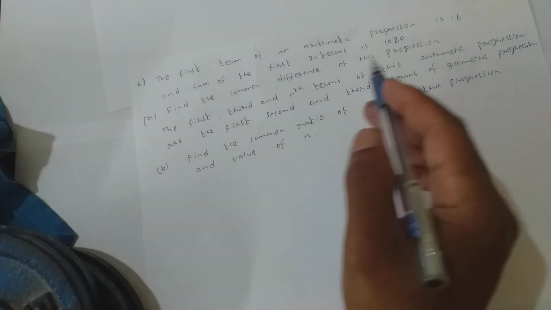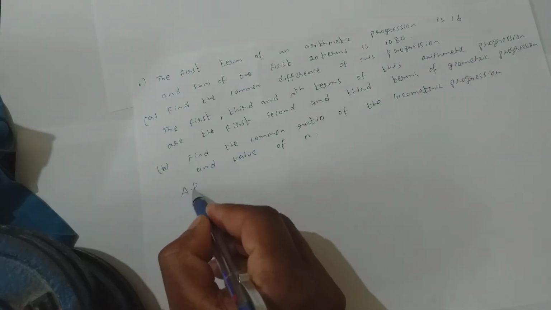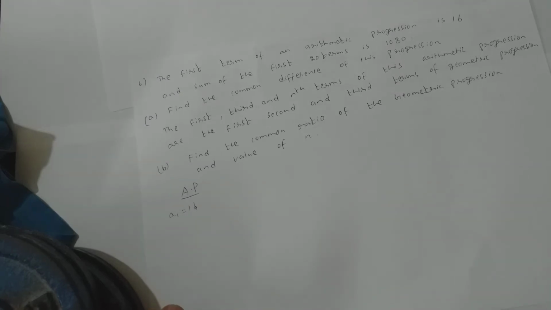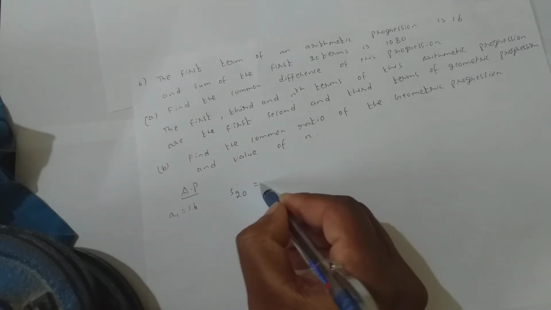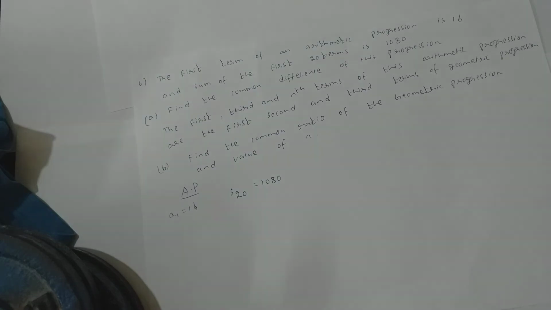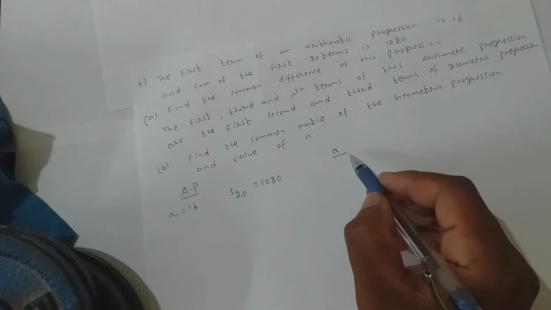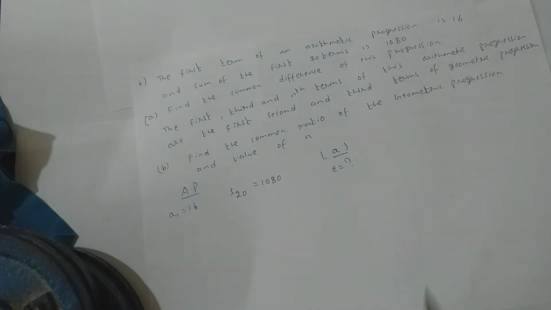Let us look at the next sum. The first term of an AP is 16. So let us write AP, arithmetic progression. First term A1 equal to 16, given. Next, the sum of 20 terms is 1080. So S20 equal to 1080, given. Next, in part A, find the common difference of this progression is what I need to find.